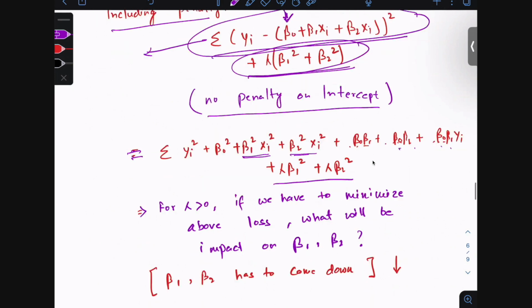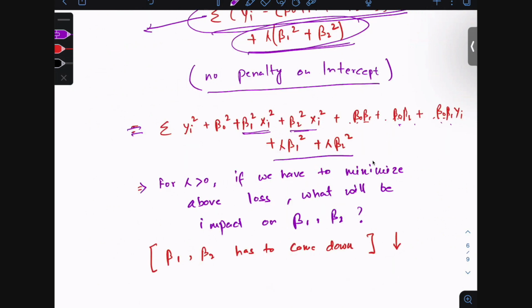For lambda greater than 0, if we have to minimize the above loss, what will be the impact on beta 1, beta 2? We have to minimize this whole thing, okay? And lambda is greater than 0. That means we are adding a penalty term here. What will be the impact on beta 1, beta 2? It will go down. Beta 1, beta 2 have to go down. Our optimizer will make them go down, right, to minimize the overall equation. This is the basic intuition behind L1, L2 regularization.